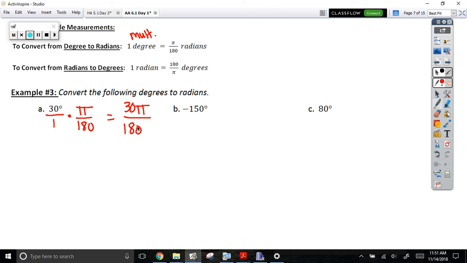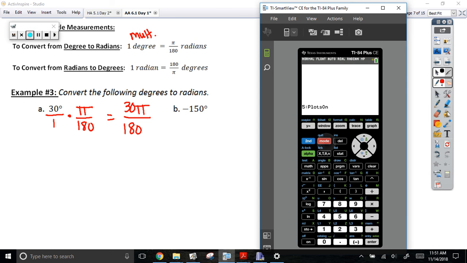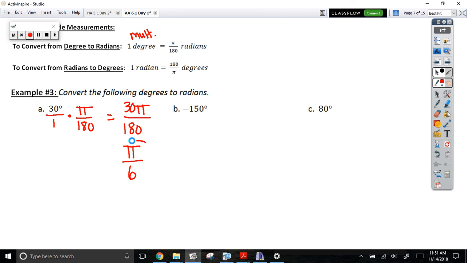Now, a lot of you don't like that because we have a calculator, so why would we do anything by hand? If you want to reduce in your calculator, don't type the pi in. So just do 30 divided by 180. Hit enter, you'll get a decimal. Press the math button, option 1 for fraction, and hit enter and you'll get 1/6. So once you do this in the calculator, then you just have to tack the pi back on. So this will be 1 pi over 6 or just pi over 6. You're welcome to reduce by hand. You're also welcome to use the calculator.